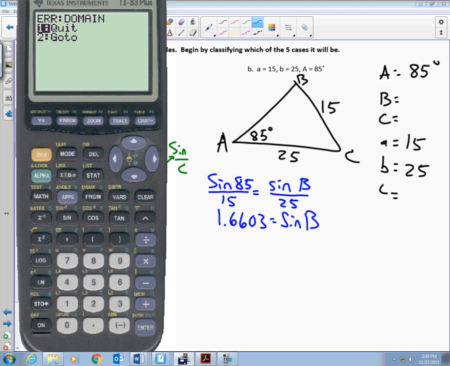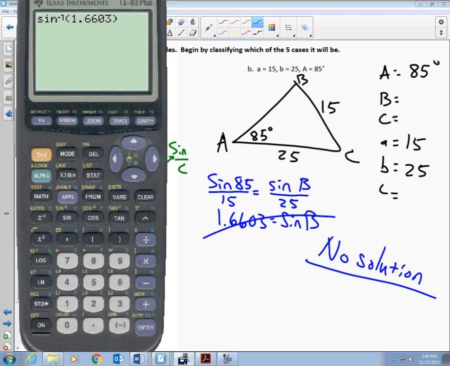This is a domain error. And if you press go to, it'll even tell you what the problem is. It doesn't like that value you plugged in. Sine can't be greater than 1. So this problem has no solution. And we are done with that problem.